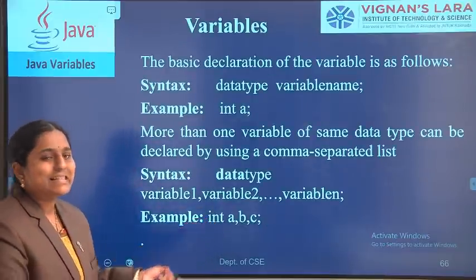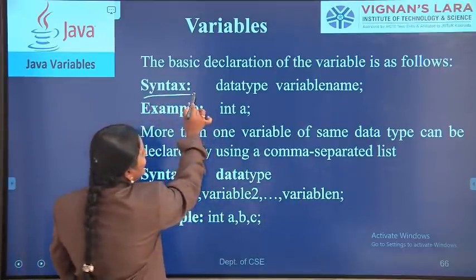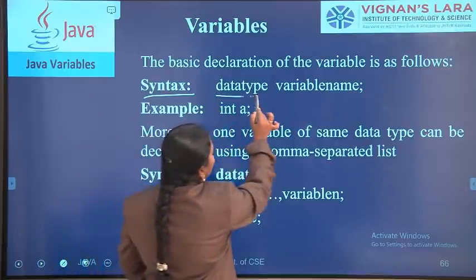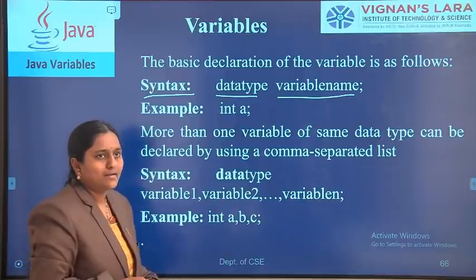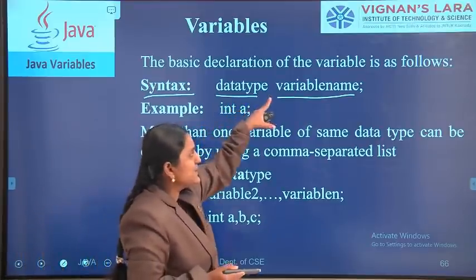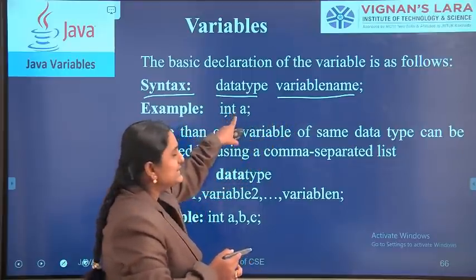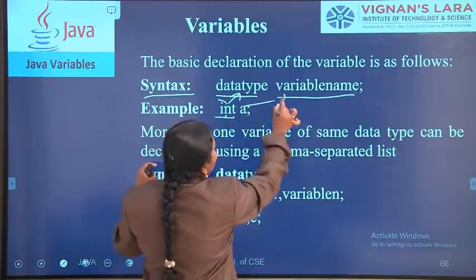So what is the syntax for declaring a variable? The syntax is: data type, space, variable name. Every statement is terminated by a semicolon. Here the data type is int, and a is the variable name.